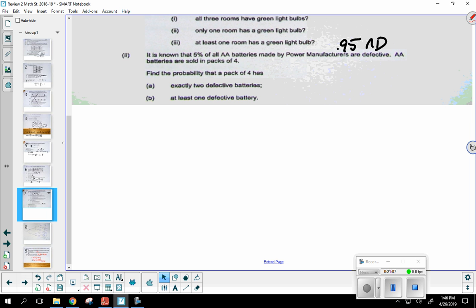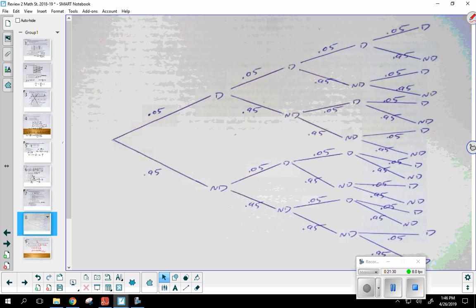Okay, so how many possibilities do we have here? Well, for this particular one, overall, there are 16 total, because you have 2 possible outcomes, it's either going to be defective or not defective, but then there's 4 batteries to a pack. So on this one, I actually went ahead, it's not the best one ever, but I did go ahead and create this.